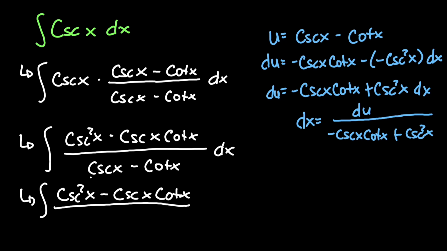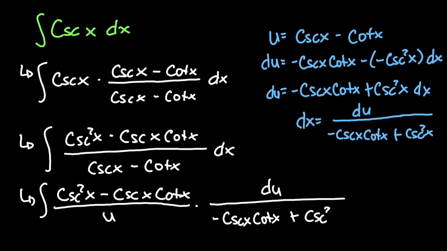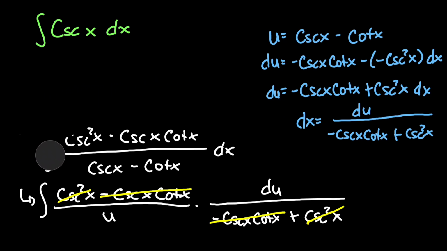And so, by substituting this, we would have the integral of this value over this one, which corresponds to the value of u. And so we will put u here and multiply this by the value of dx, which would be du over negative cosecant x cotangent of x plus cosecant squared of x. And so we can simplify this. Negative cosecant x cotangent of x would cancel each other out, and cosecant squared of x would also cancel each other out.